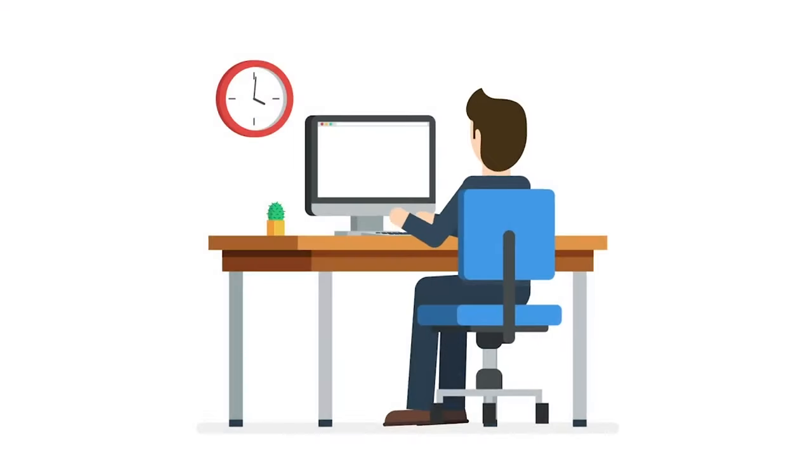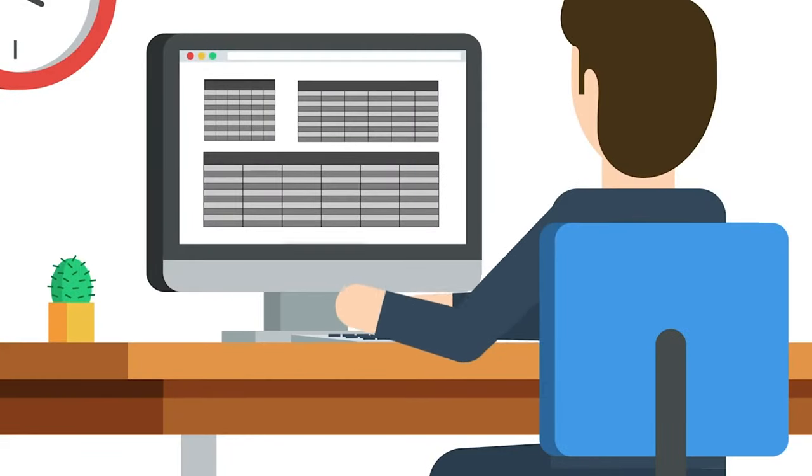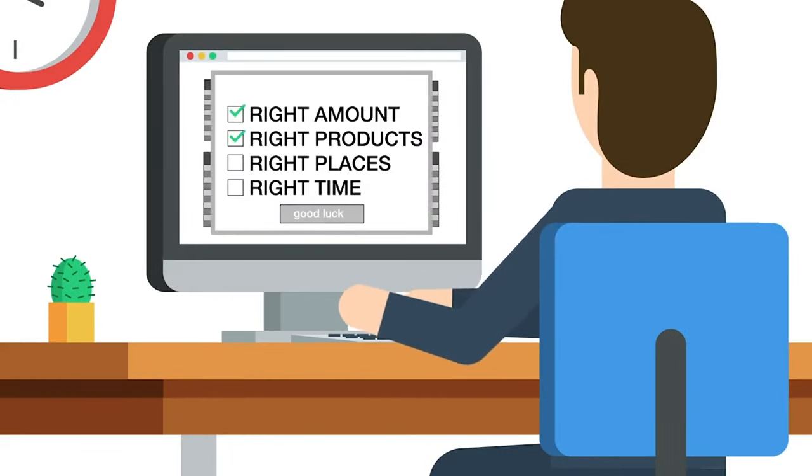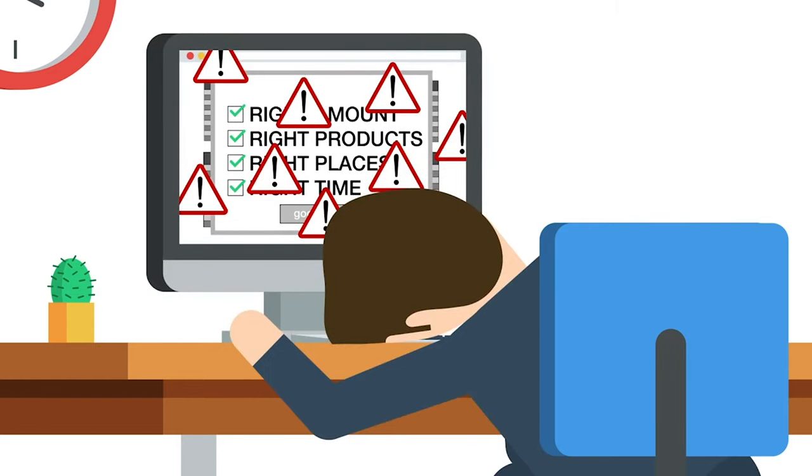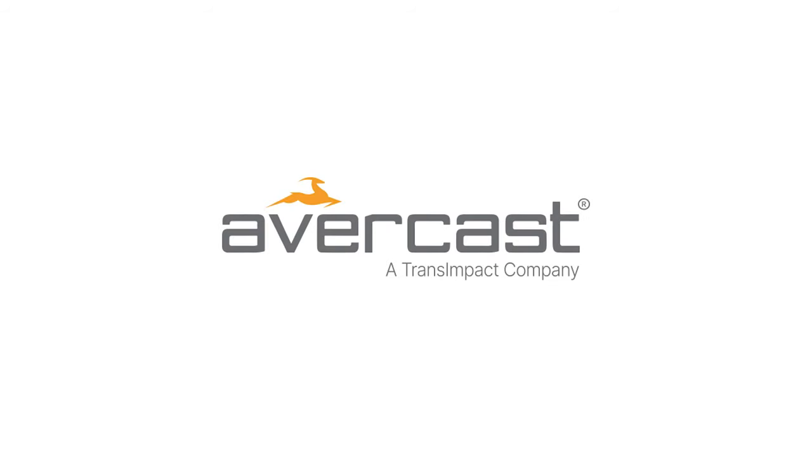Meet John. He is a demand planner for a company that sells widgets all over the world, in stores and online. It's his job to get the right amount of the right products to the right places at the right time. This job is as hard as it sounds, and using spreadsheets doesn't cut it anymore. John needs advanced, full-featured demand management and forecasting software, like Avercast.